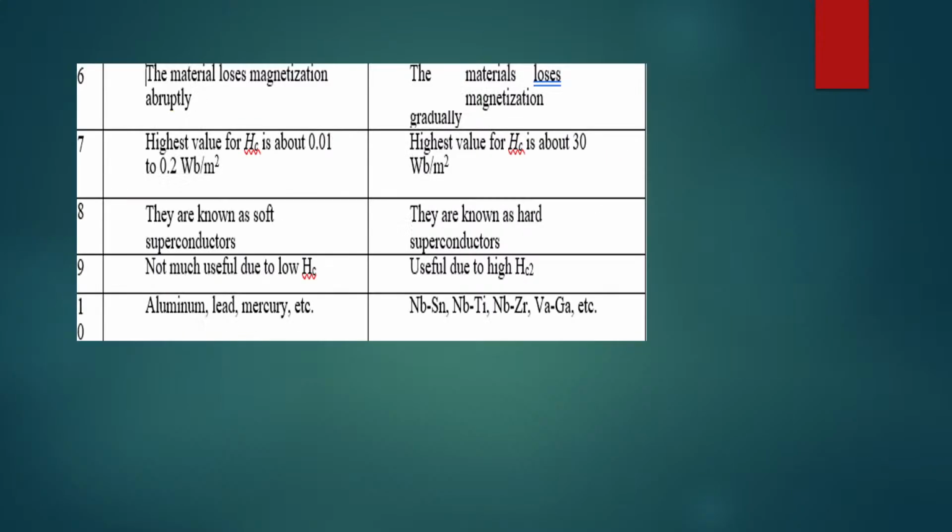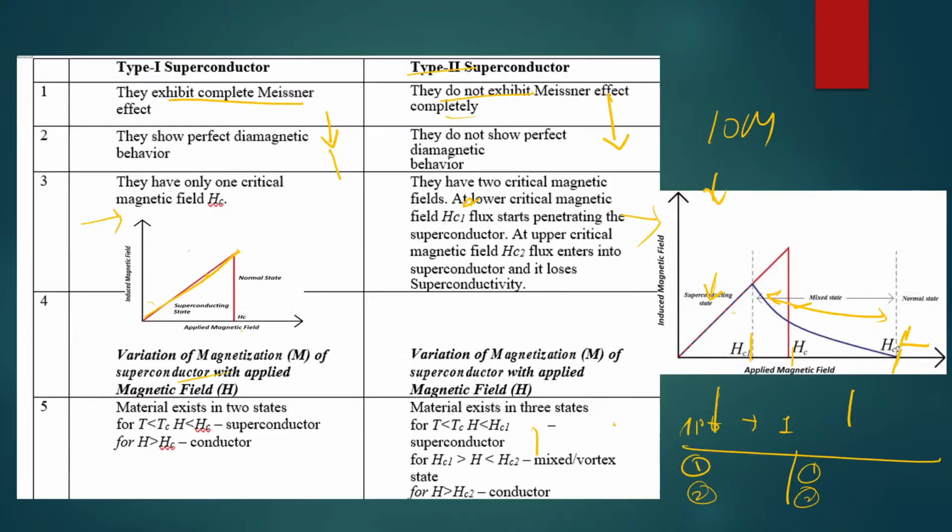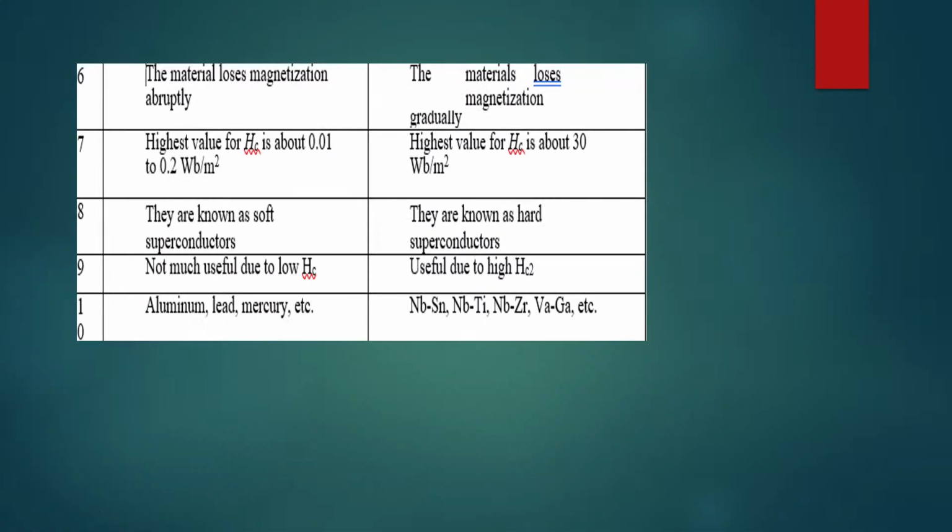Okay, if anyone wants to write more, you can write this: the material loses magnetization abruptly, the material loses magnetization gradually. That means in the figure you saw, directly, suddenly, in this figure you see that it is directly coming to 0, but here it is not like that. It is gradually becoming a 0 value. So that is another point. And whatever type 1, we will call it a soft superconductor, and type 2 we will call it a hard superconductor. If you write this point, then 100% you get 2 marks.